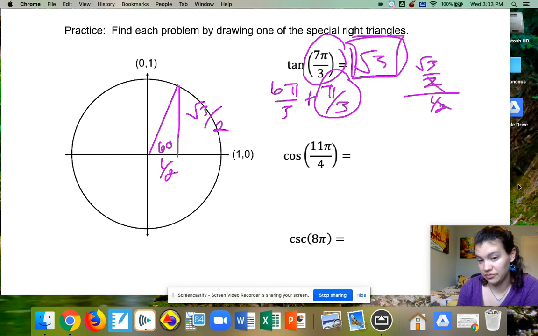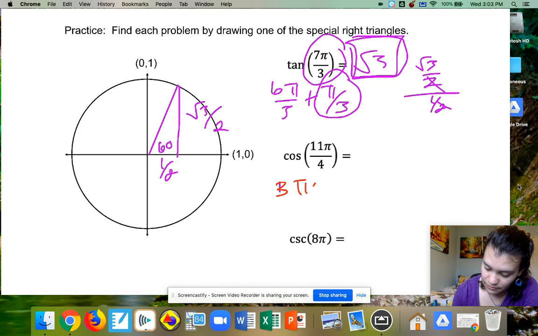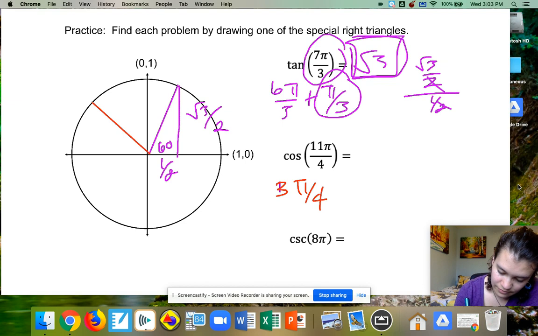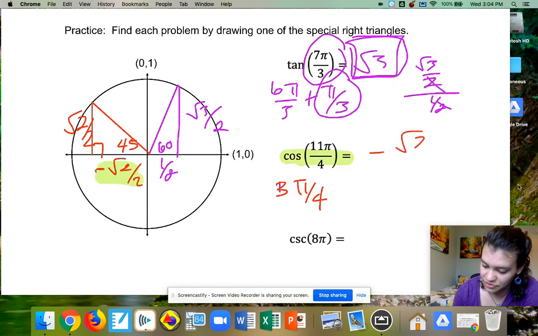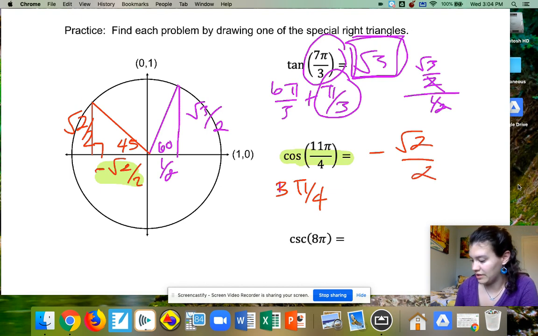Cosine of 11 pi over 4, you want to figure out how far is that past 2 pi. So 2 pi would be 8 pi over 4. So then you are going to be at 3 pi over 4, which is over in the second quadrant at a 45-degree angle. So your two sides are root 2 over 2 and root 2 over 2. Check your signs, and the x-coordinate needs to be negative. So then here, your cosine is going to be negative root 2 over 2 for your final answer.